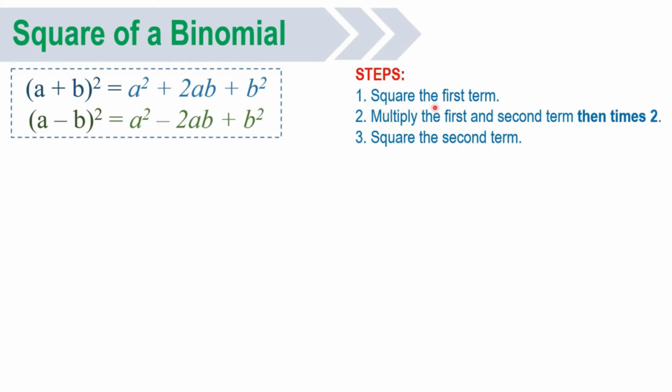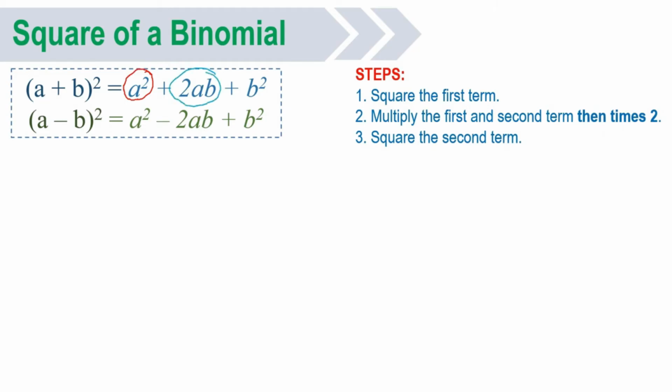First, square the first term. The first term here is a. When you square it, it will be a times a. A times a, you will have a squared. Then, second step, multiply the first and second terms. So we have a as the first term, b as the second term. A times b is equal to ab. Then, times 2. ab times 2, you will have 2ab.